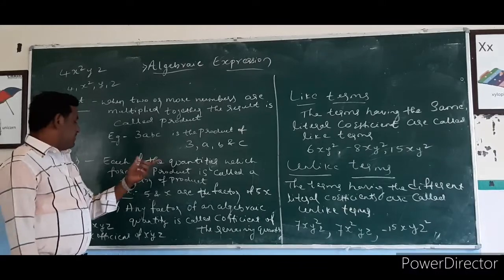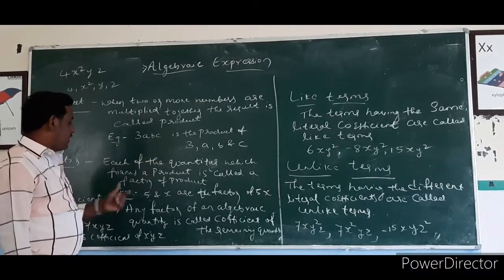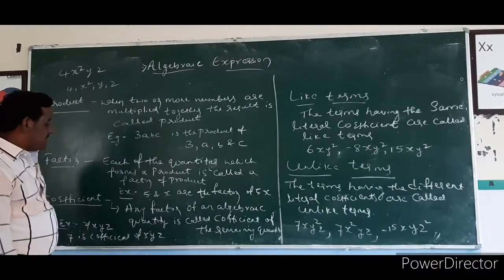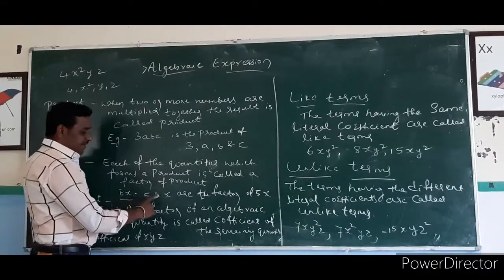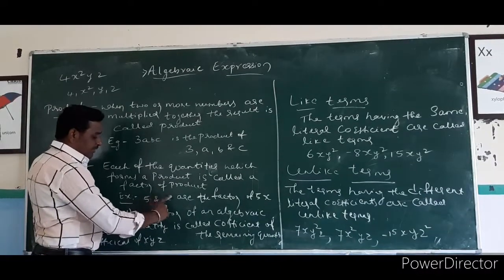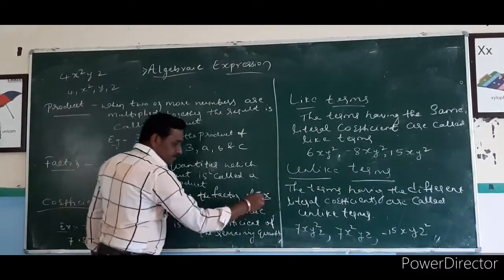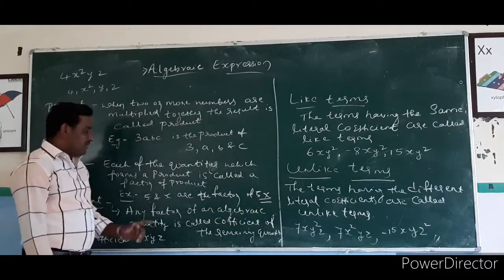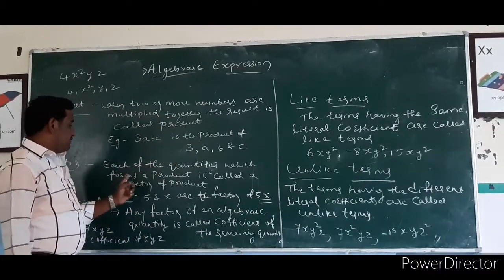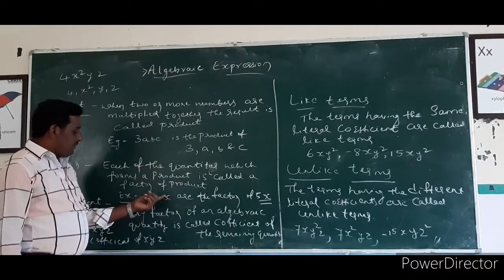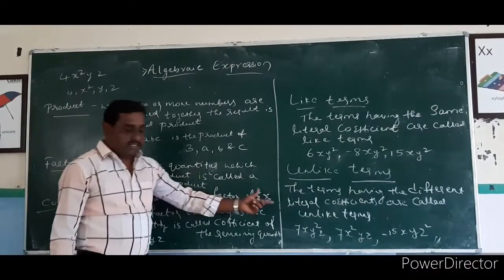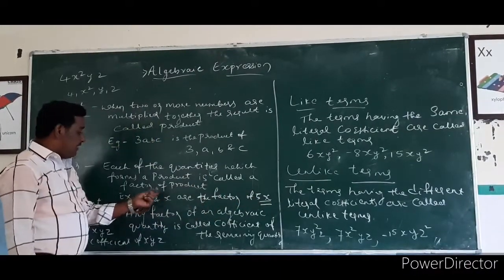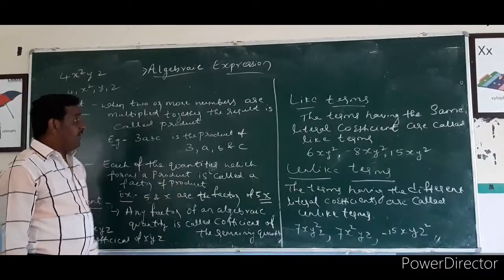Each quantity which forms a product is called a factor of the product. For example, 5 and x. If you multiply 5 and x, what will you get? 5x. So each quantity which forms a product is a factor. If you make the product of 5 and x, you get 5x. That's why 5 and x are the factors of 5x.